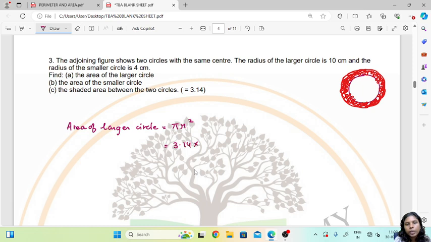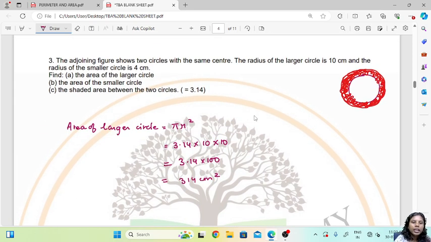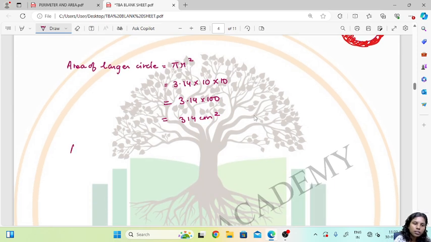3.14 into r, for larger circle it is 10. So into 10, that is 100. So 3.14 into 100, you move the decimal twice, 314 centimeter square is the area of the first one. Then you have the area of the smaller circle. Again, pi r square, pi 3.14 into 4 the whole square.